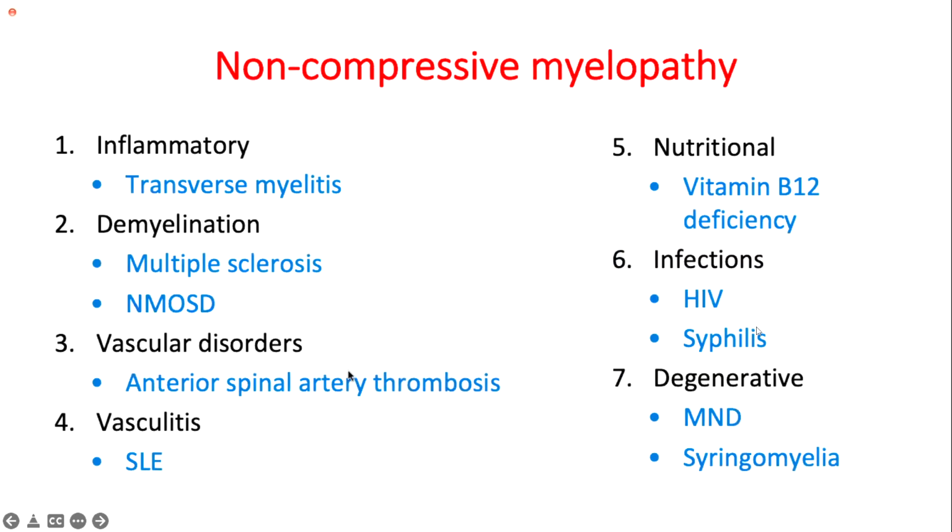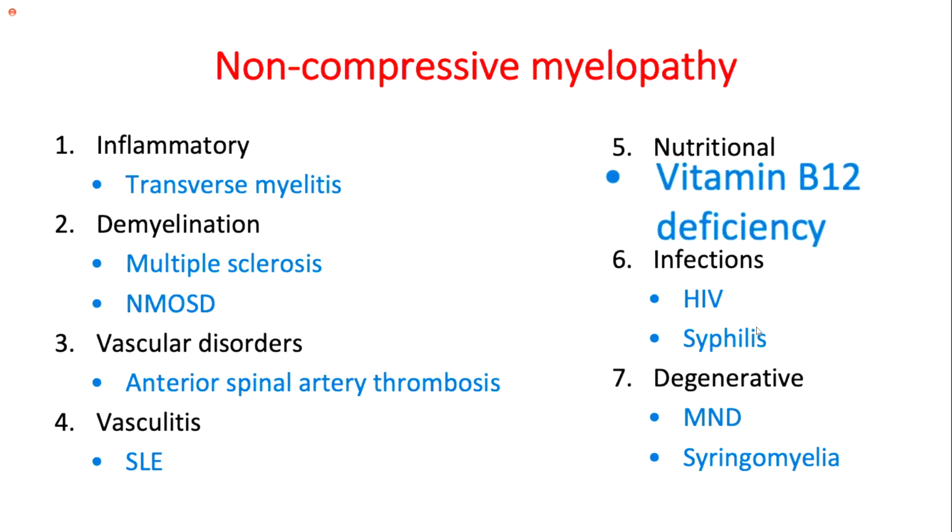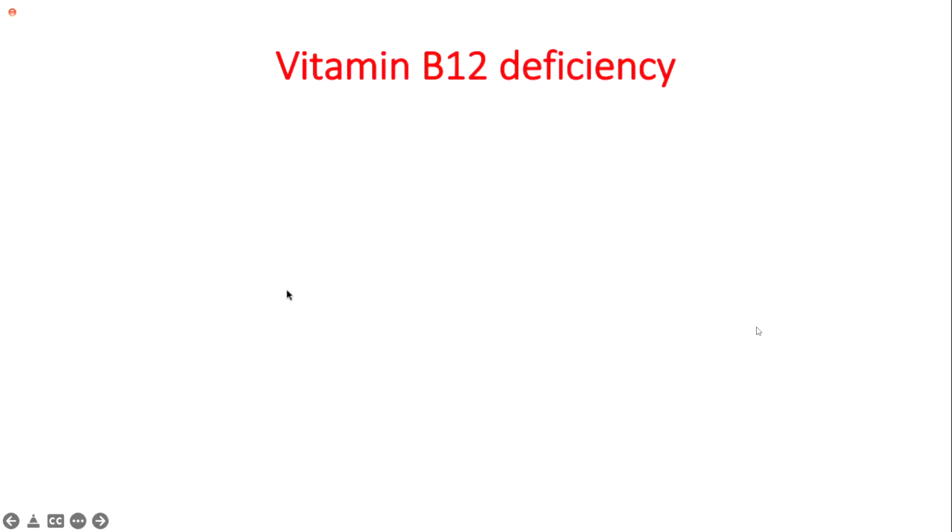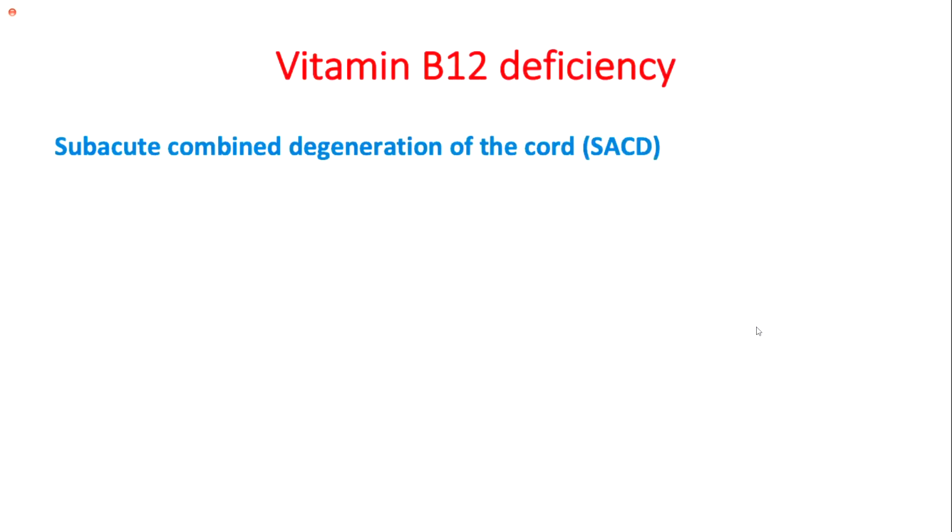Right, let's move on. Vasculitis. You will learn SLE under rheumatology. So we will move on to vitamin B12 deficiency. Right, vitamin B12 deficiency causes subacute combined degeneration of the cord, also known as SACD. What is that? Subacute means not acute, not chronic. It's in between, over several weeks, days to weeks.